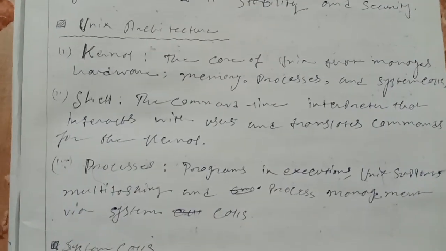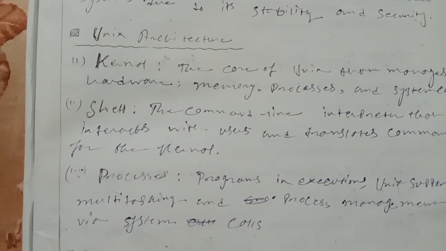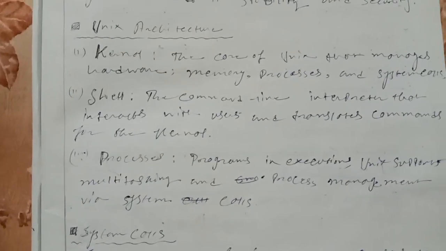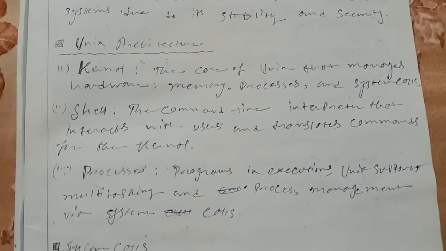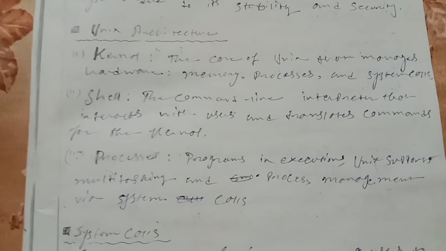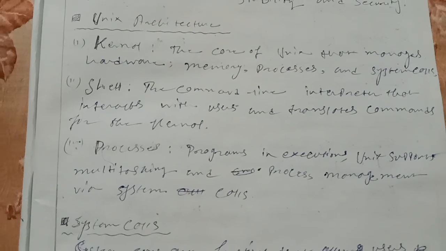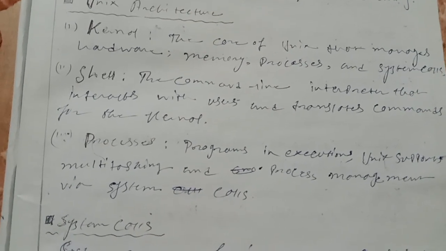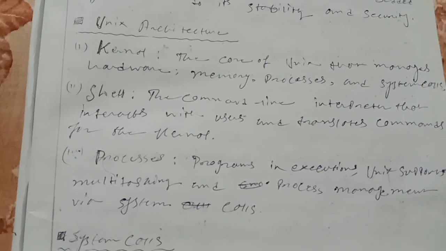The architecture of Unix is something like this. There is a kernel, and then we have shell, then we have processes. So what is kernel? Kernel is the core of Unix that manages hardware, memory, processes, and system calls. Now what is shell? The command line interpreter. Shell is a command line interpreter that interacts with users and translates commands for the kernel. So basically it works for the kernel. It's an interpreter that translates all the commands given by the user into executable code that will help the kernel to understand.